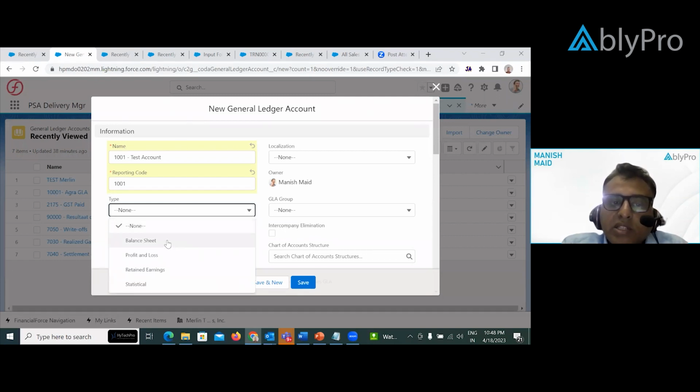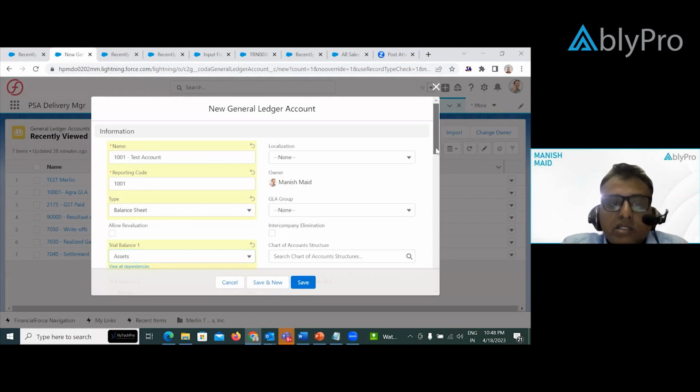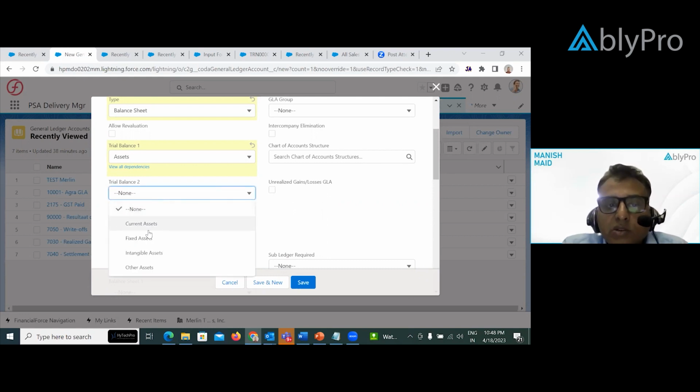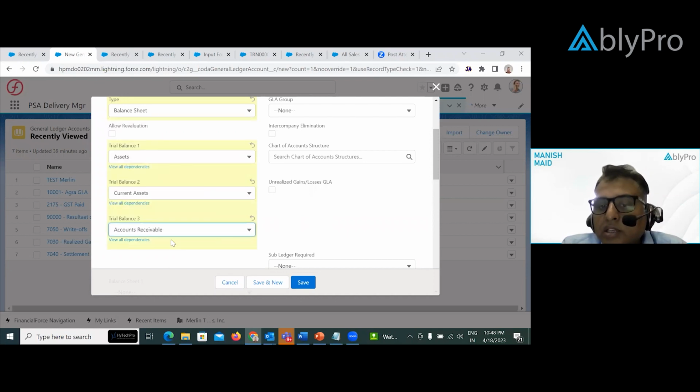What exactly is the main type? Balance sheet. Now under balance sheet, which is the second one, assets. Now under assets, what is the other categorization? These are all pick list values which are dependent on each other. So trial balance 2 is dependent on trial balance 1. Under assets, is it a current asset, fixed asset, or intangible assets? This is how we create. Under current asset also, we can select a type of asset, a bank and cash, account receivable, or like that. And we can just save it.